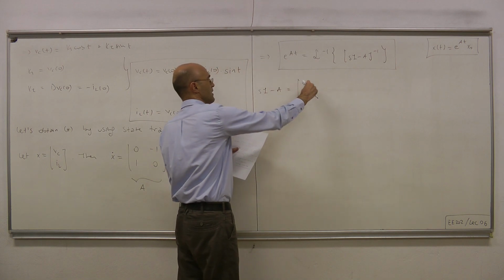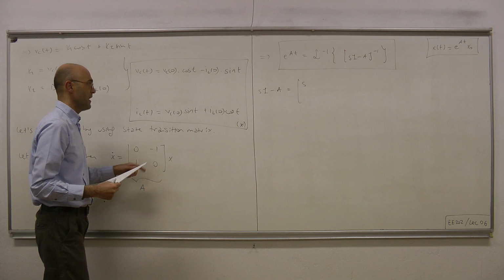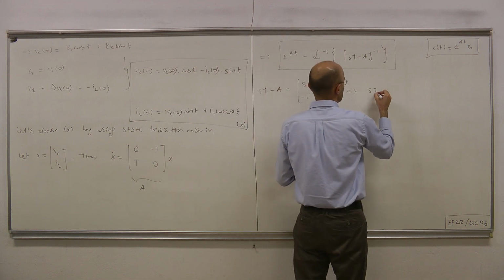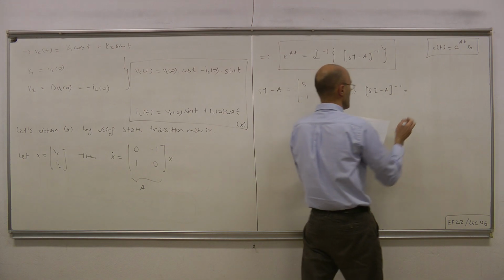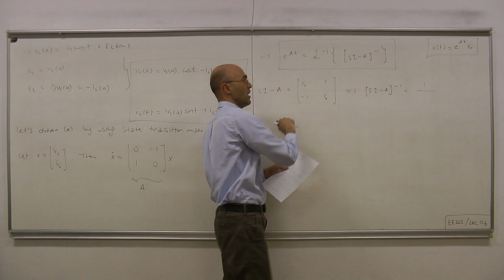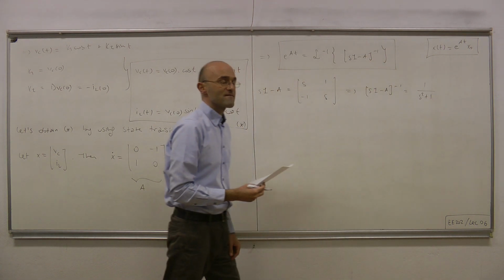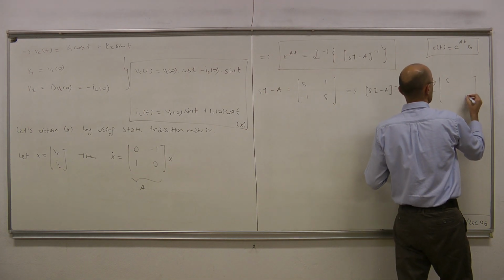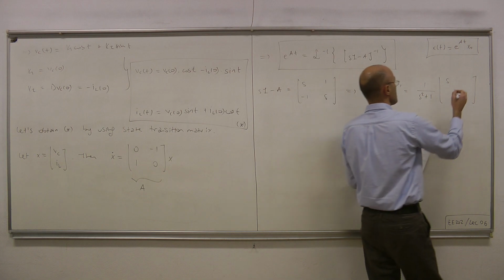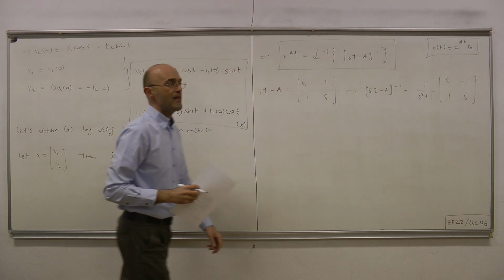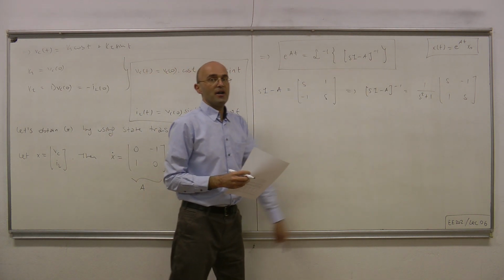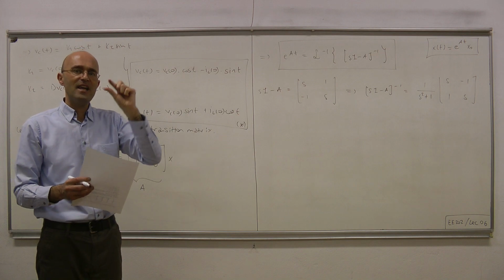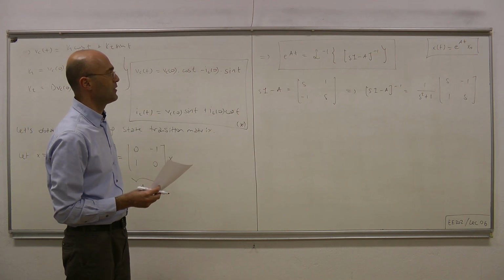sI is s 0, 0 s, and from that we're subtracting A. Therefore, sI minus A is s, 1, minus 1, s. Therefore, sI minus A inverse equals 1 over the determinant, which is s squared minus minus 1, so that makes s squared plus 1, times the matrix which we obtain by swapping the diagonal terms, s and s, and negating the anti-diagonal terms, minus 1 and 1. And here we have our inverse of sI minus A. Then we take the inverse Laplace transform of that matrix, which simply means taking the inverse Laplace transform of every entry individually.